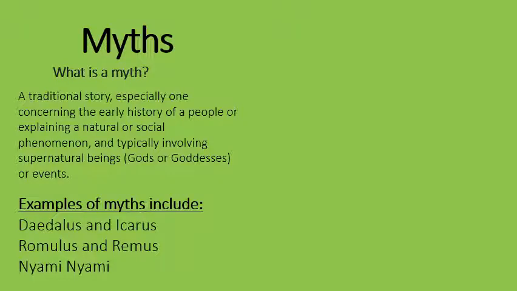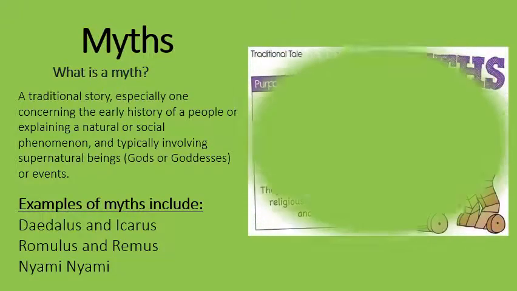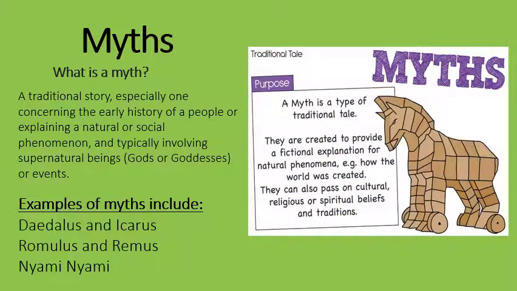Next, we are going to have a look at myths. What is a myth? A myth is a traditional story, especially one concerning the early history of a people or explaining a natural or social phenomenon, and typically involving supernatural beings like gods or goddesses, or events. Examples of myths include Daedalus and Icarus, Romulus and Remus, Nyami and Nyami. These stories are all stories that have been passed down from generation to generation from the different cultures that they come from.